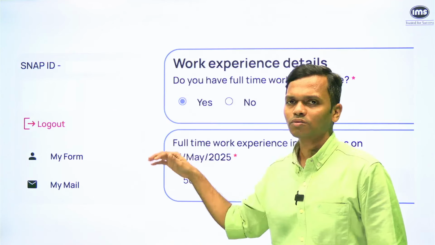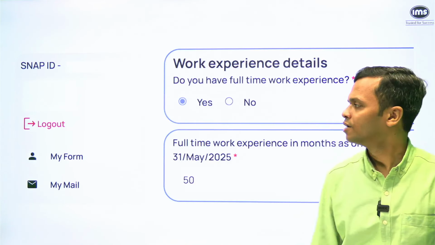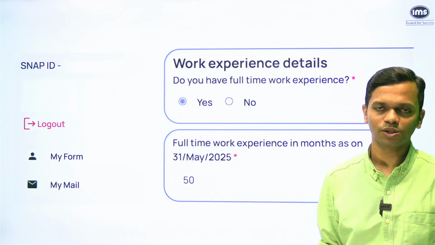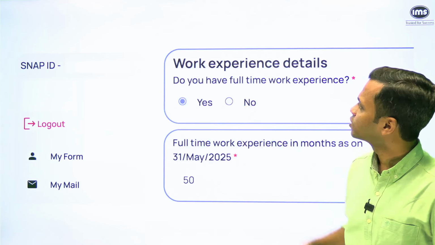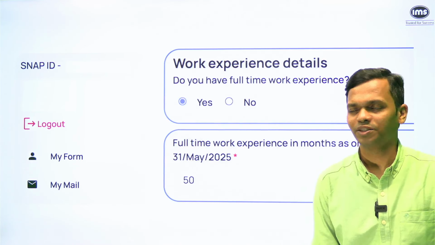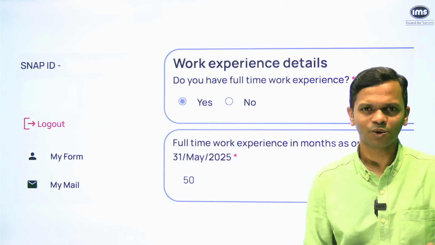So as we saw, on the left hand side you have a section where you see something called My Form, right? You click on that and then you have the rest of the factual information that you're supposed to fill. So starting from the first one, whether you have work experience or not, one good thing about Snap form, which is what I like, is it's very short, very crisp. They don't ask a lot of information.